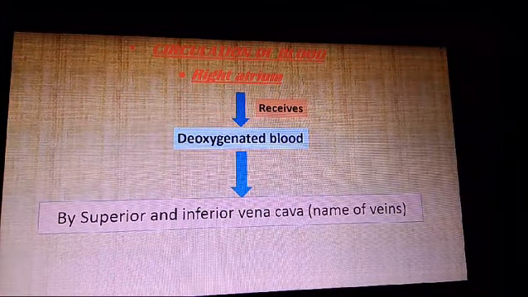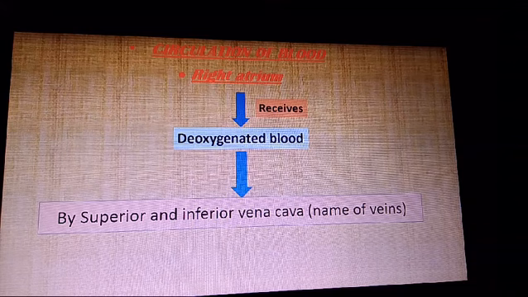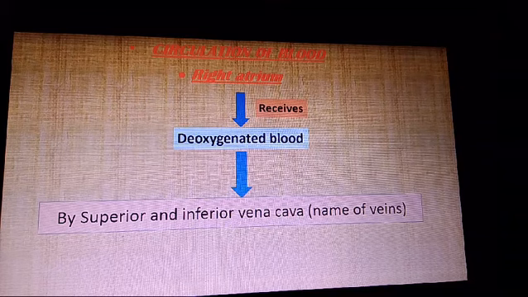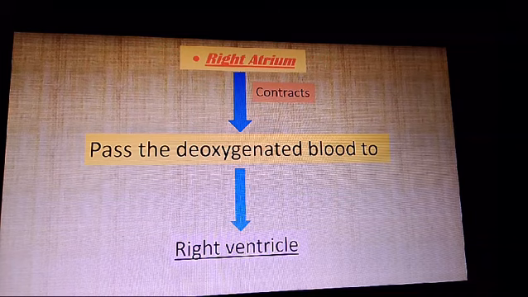The circulation of blood starts from your right atrium, and your right atrium receives the deoxygenated blood, the blood which is without oxygen, by the superior and inferior vena cava. The superior and inferior vena cava are the names of the veins involved in the transport of deoxygenated blood to the right atrium. Then your right atrium contracts and passes this blood to the right ventricle.